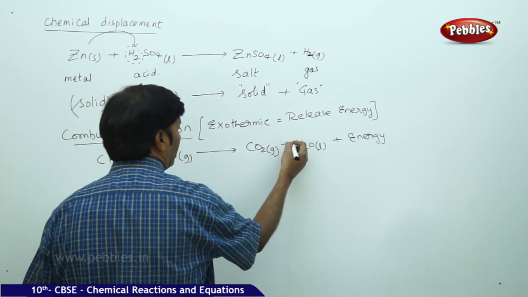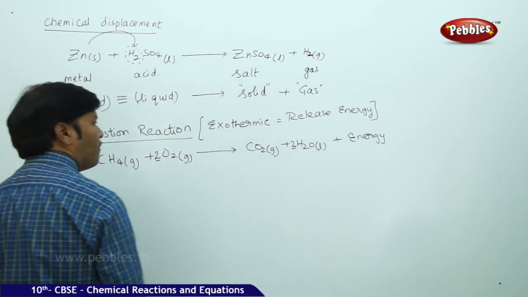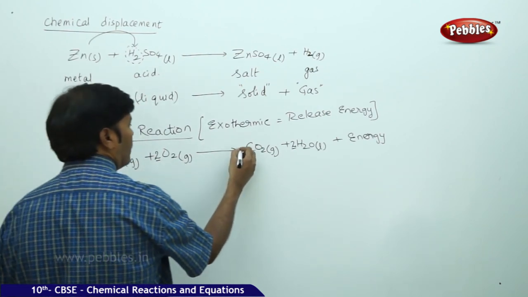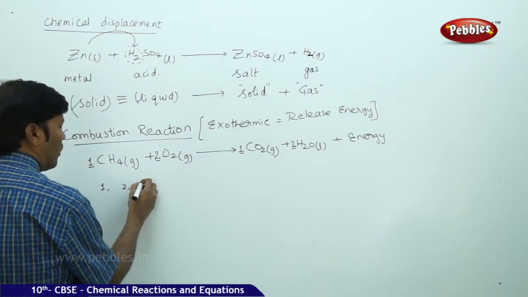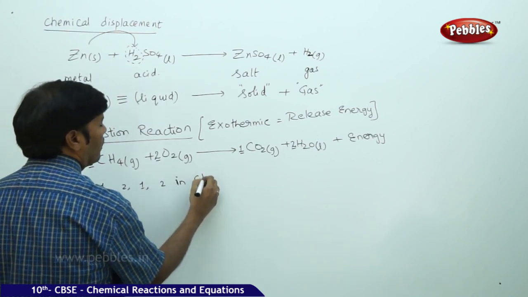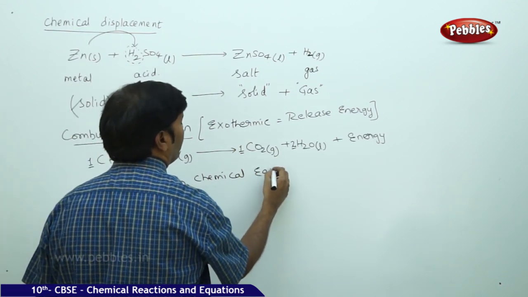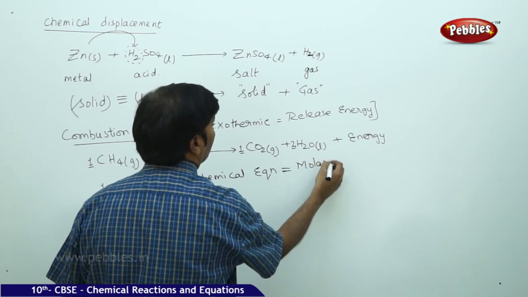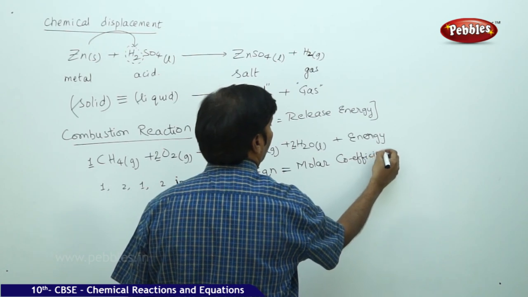We can take two molecules here, we can take two here. That means from the equation, this is 1 and this is 1. So here 1, 2, 1 and again 2. In a chemical equation these numbers are called molar coefficients.